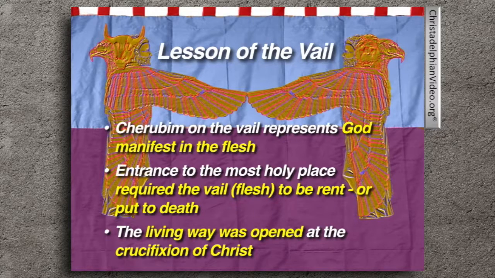The entrance to the most holy place requires the veil to be rent or put to death. And the living way was opened at the crucifixion of the Lord Jesus Christ, when that veil was rent by the work of our God, God reconciling the world to himself by his Son, the Lord Jesus Christ. And so we have the cherubim, then, brothers and sisters, a picture of God manifest in the flesh, in the nation of Israel, that he dwelt in the midst of them, that they moved at his command, that they carried those characteristics. And we have the warning to us, brothers and sisters, that each of those faces has a dual meaning, and it's up to us to decide which of the faces we want to look upon us.